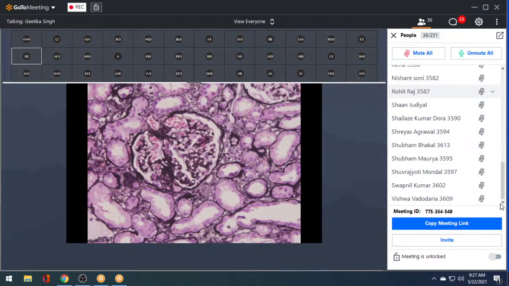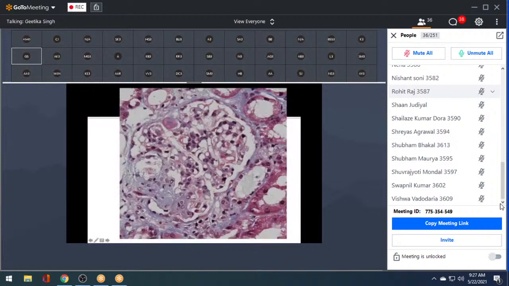This is on the Jones silver methenamine again. Glomerulus looks absolutely fine here. Here I'm seeing it's stuck, it's sclerotic. There is accumulation of plasma proteins which are silver negative. So this is segmental sclerosis with hyalinosis.